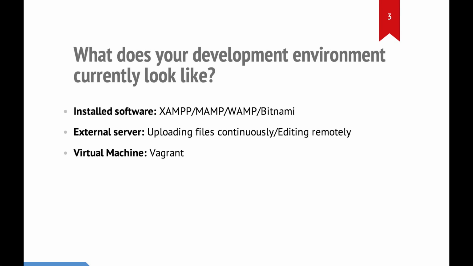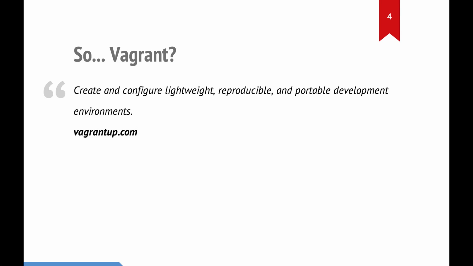So first of all, what is Vagrant? You know now that it's a tool on the same level as MAMP or uploading to a server. It's like the same level in your environment. This is a quote from the front page of vagrantup.com, the website of Vagrant: Vagrant helps you create and configure lightweight, reproducible, and portable development environments. That's pretty condensed, and what does that even mean?